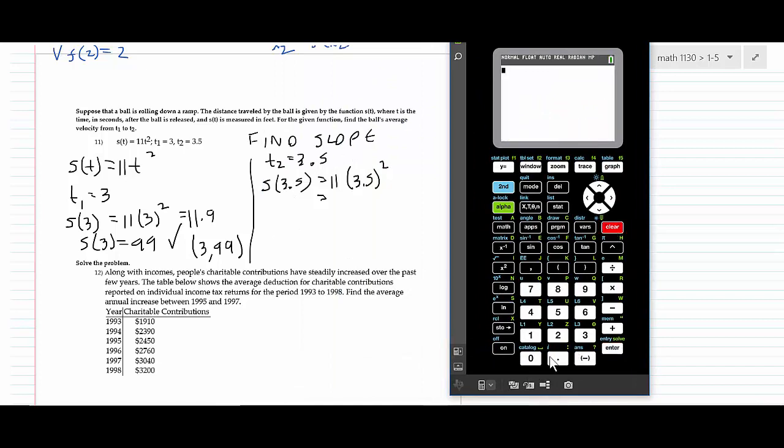I'm just doing one step. I just go 11 times 3.5 to the second. I'll just take whatever decimals we have. That's going to give 134.75. So what that means is when the time is 3.5, then the position is going to be 134.75.